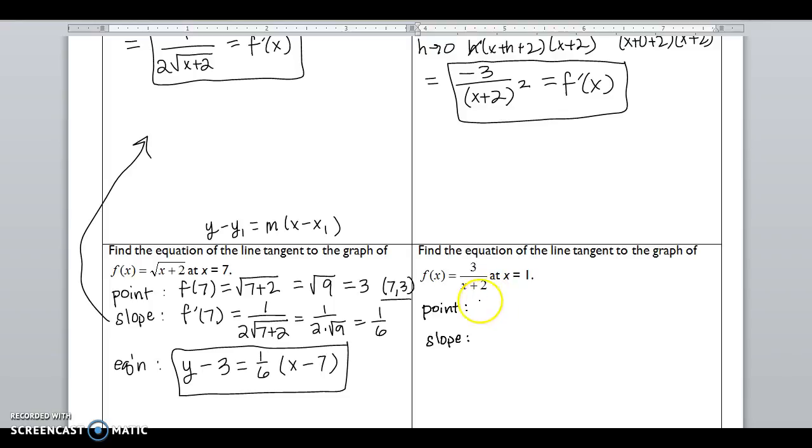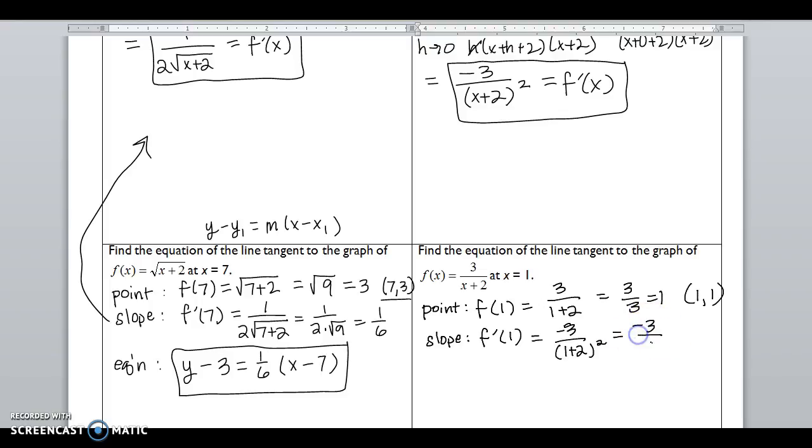The point means you plug in 1, f of 1. So just plug that into your original equation. 3 over 1 plus 2 is 3 over 3, so that's 1. So our point is just 1, 1. Our slope means you plug 1 into f prime, our derivative. So negative 3 over 1 plus 2 squared. I'm using this equation up here. So negative 3 over 9, which is negative 1/3.